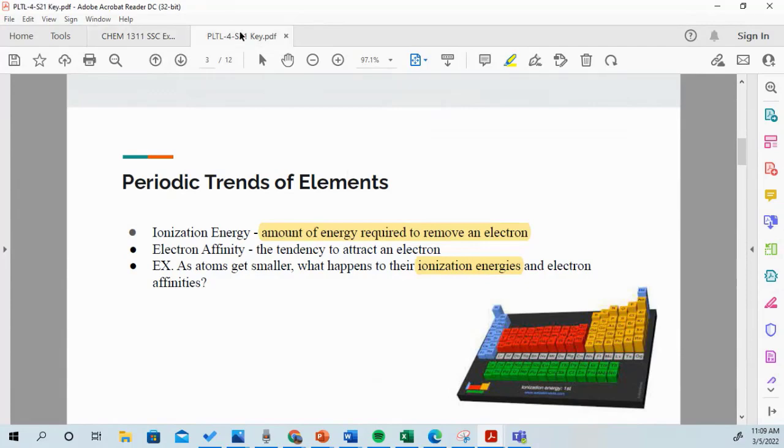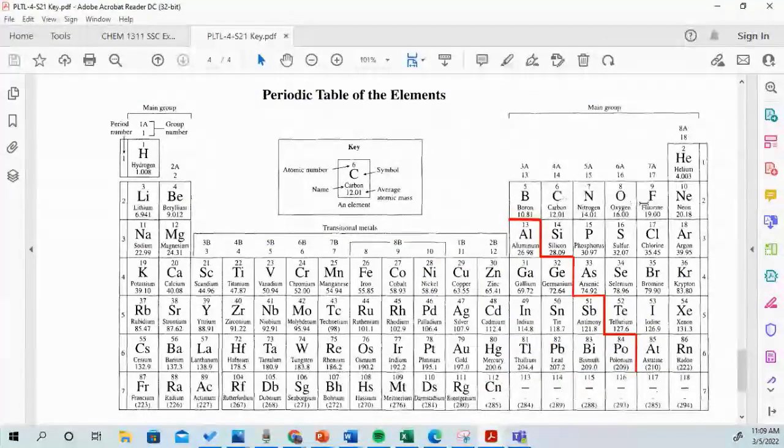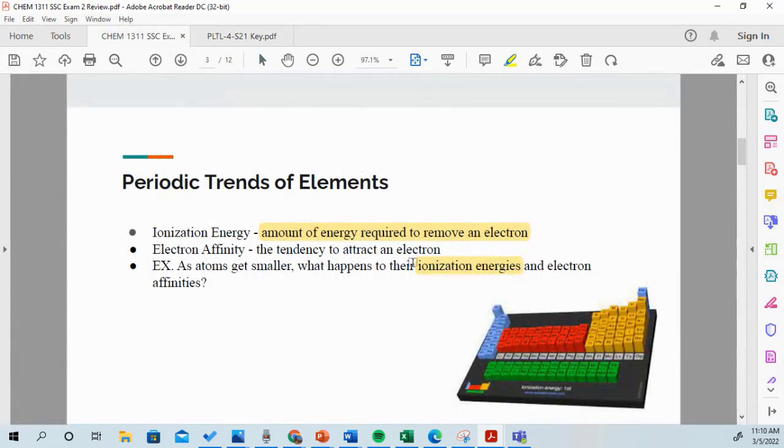Perfect. As we go across the period, the atoms are getting smaller, the radius is getting smaller, and there's less distance between the positive nuclear charge and the valence electron. So there's a stronger pull, a stronger Z effective. If something has a greater attraction, it's going to take more energy to remove an electron and oppose that attraction. So as we go across the period, the ionization energy increases.